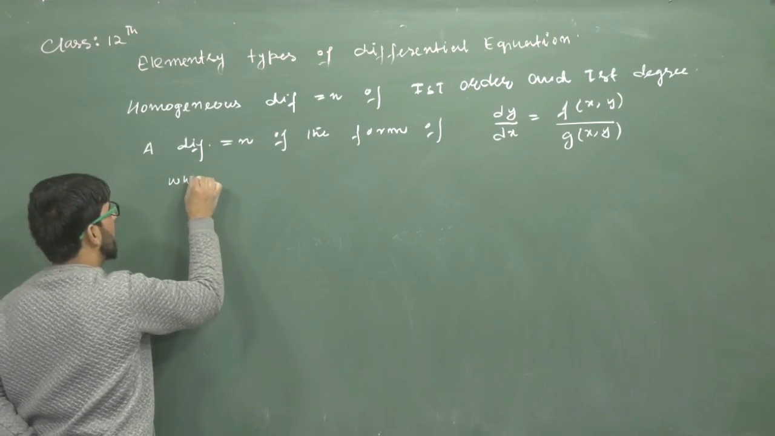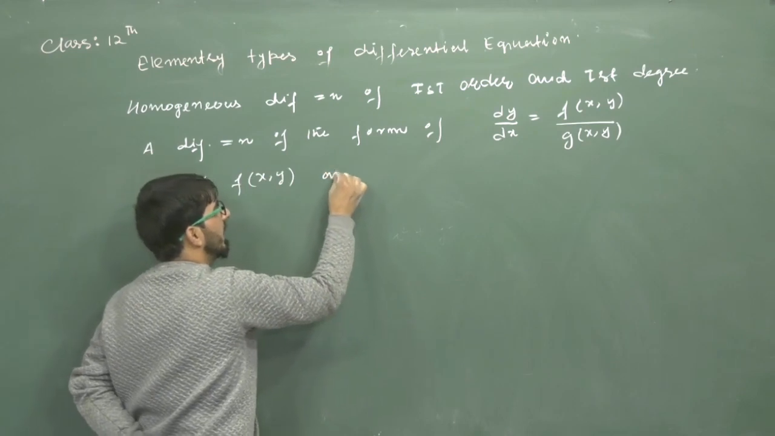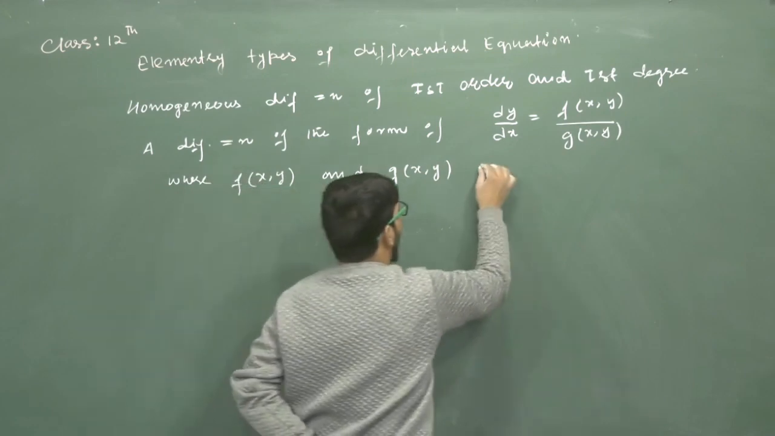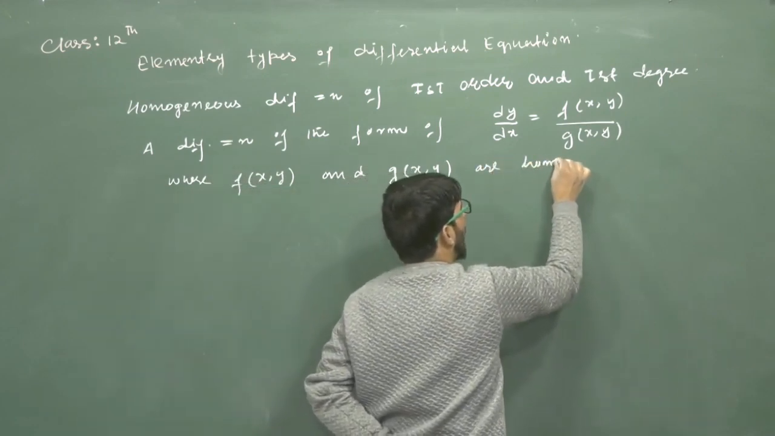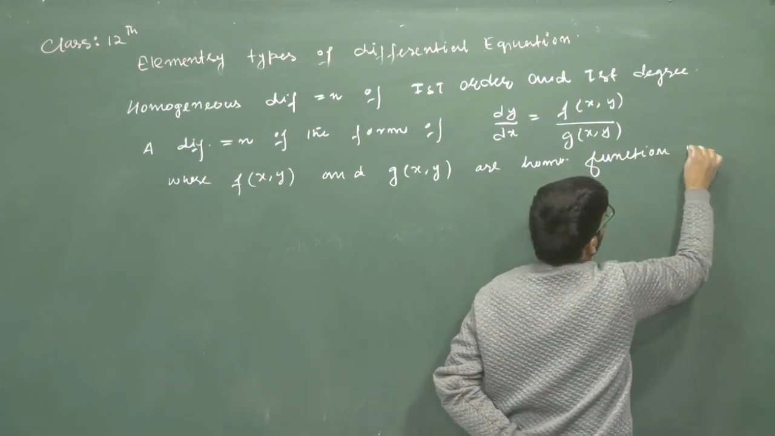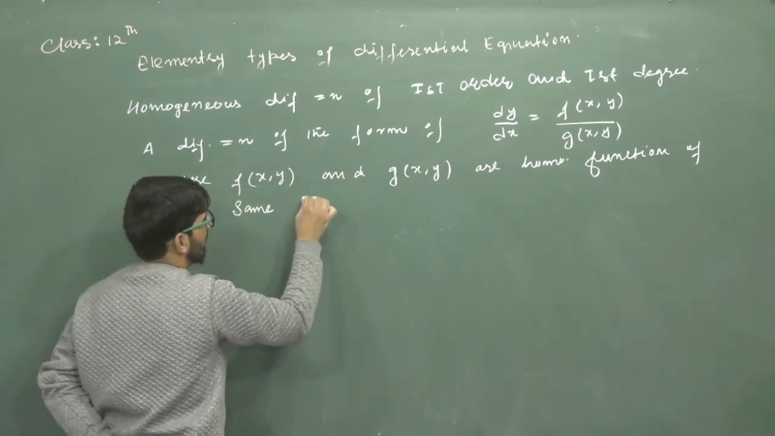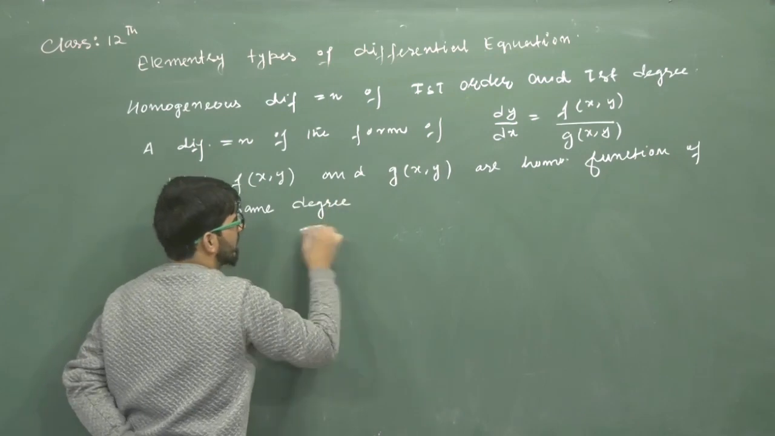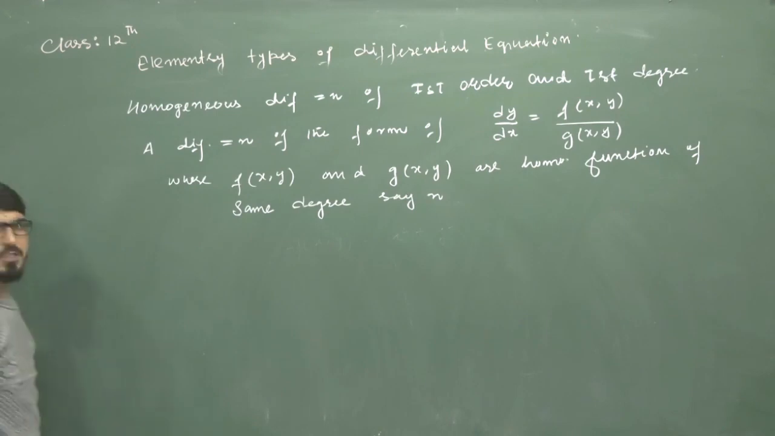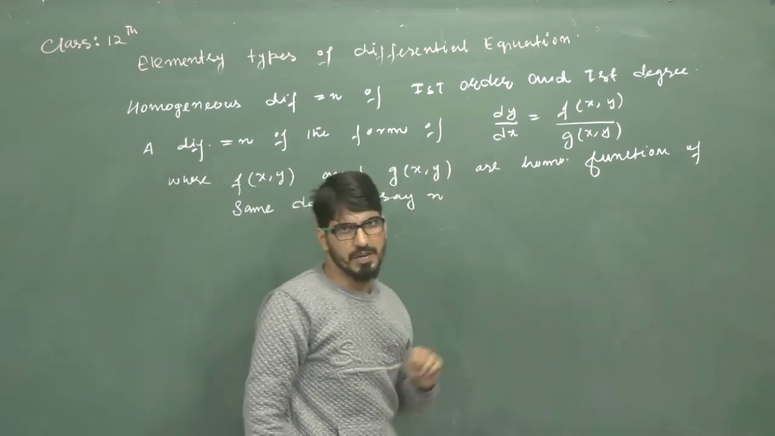where f of x comma y and g of x comma y are homogeneous functions of same degree, say n. Then this differential equation is known as differential equation of homogeneous type.